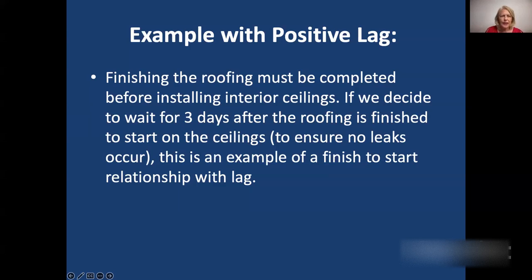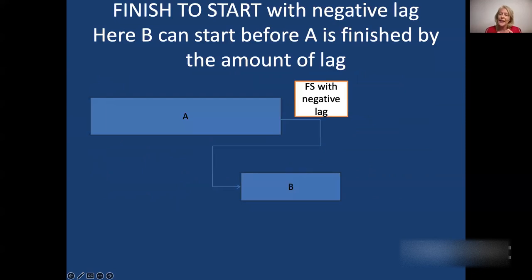Then there is finish to start again with a negative lag. And this is a case where A runs, but before A actually finishes, B starts. So B is in a finish to start relationship with A, but it is brought forward a little. We call that a lead or a negative lag. And that means that B starts a little bit before, as much as the lag dictates, A finishes.